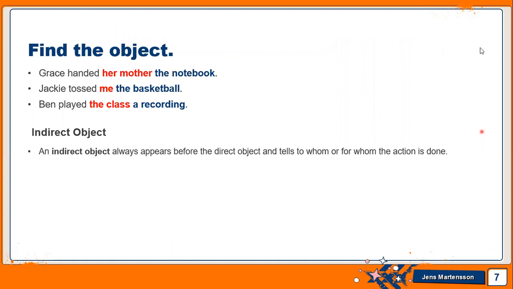Now, I want you to think of these sentences. Looking at the first sentence, Grace handed her mother the notebook, and I want you to find the object. Which one is the object? The one that's colored in red or the one that's colored in dark blue? So Grace handed is the action verb. Handed what or who? Her mother or the notebook? Take some seconds and think of it.